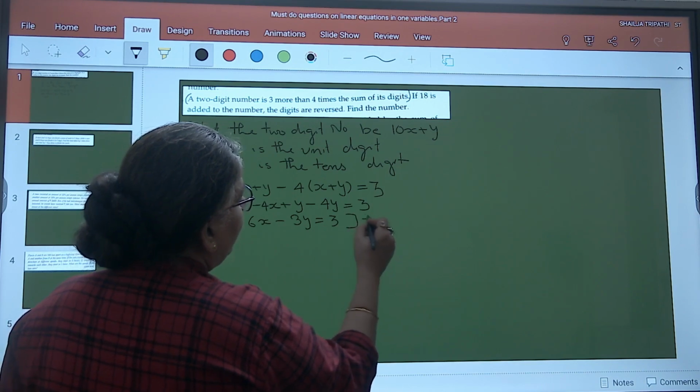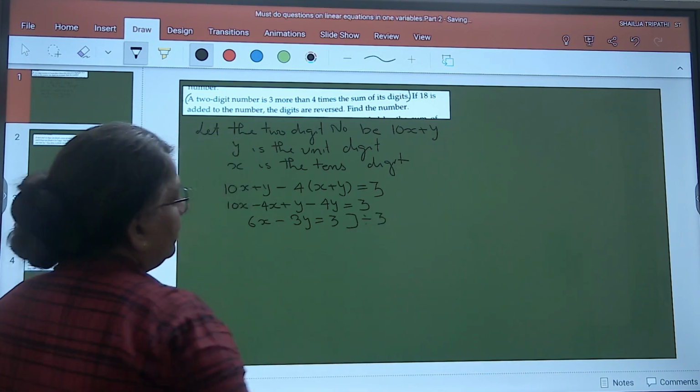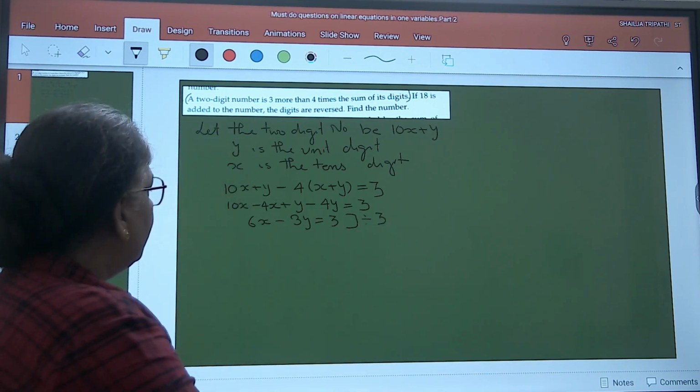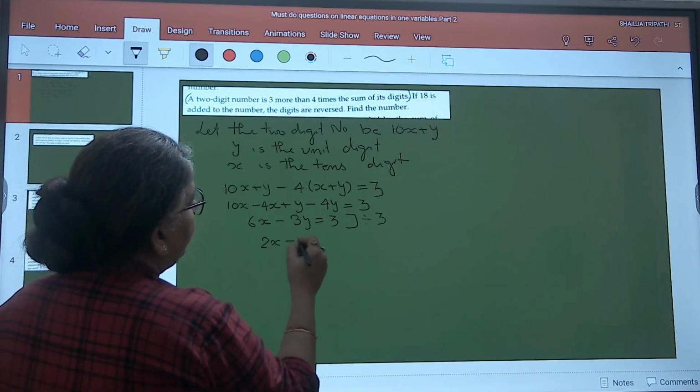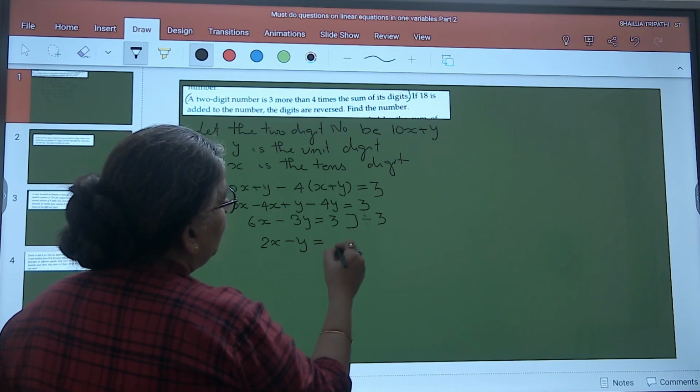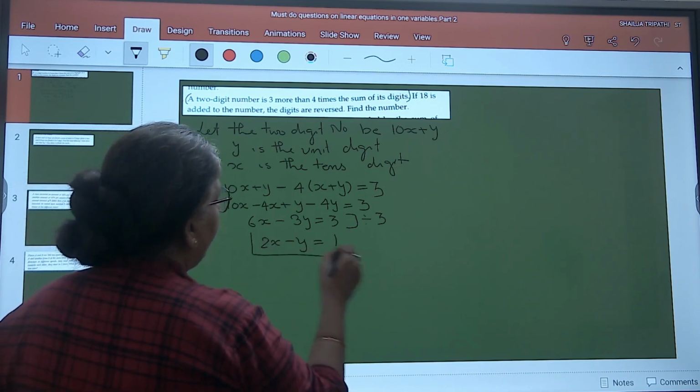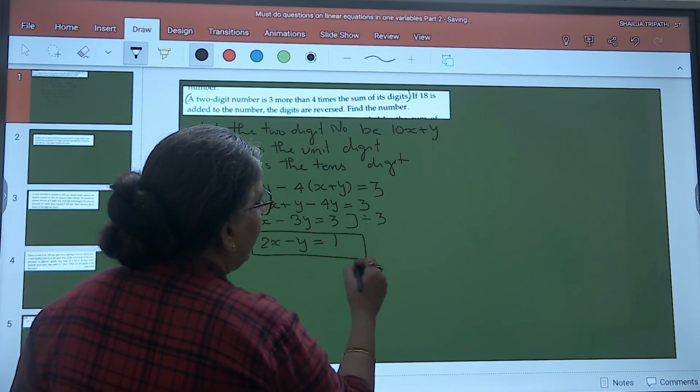Now divide the whole equation by 3. This will simplify the equation. So we get 2x minus y is equal to 1. And this will be our equation number 1.